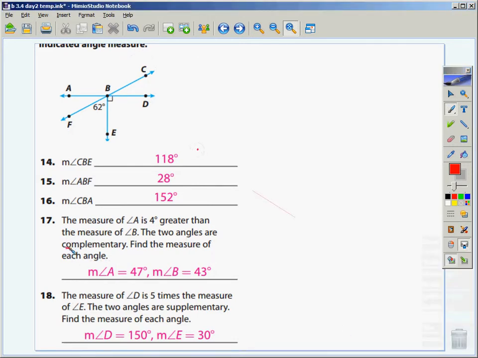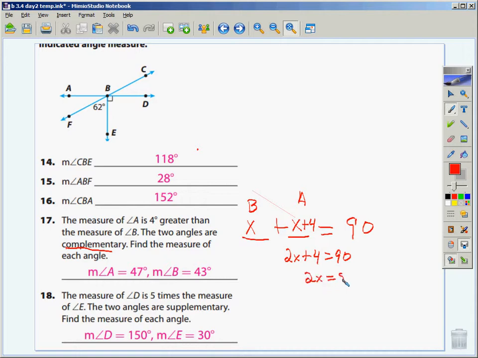On number 17, the key word is complementary. Complementary means that two angles added together equals 90 degrees. It says angle A is 4 degrees greater than angle B. So if one of them is x, the other one is x plus 4. This must be A, this must be B, because 4 degrees greater would have been A. I would have combined my like terms. X plus x is 2x, plus 4 equals 90. I would have subtracted the 4 from both sides.